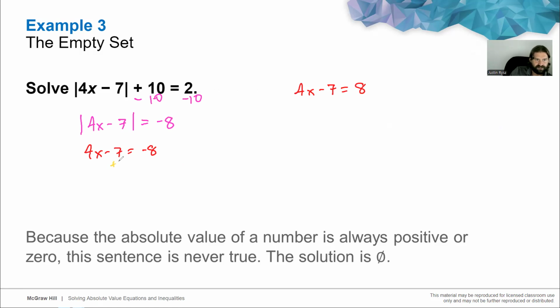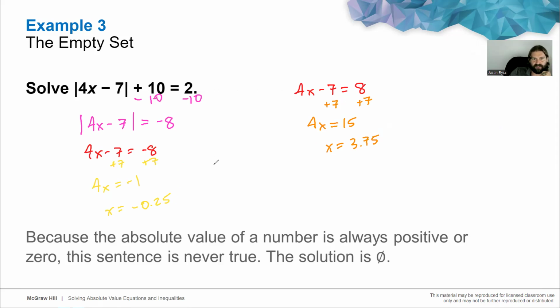All right, if I add 7 over to there, we get 4x is equal to negative 1. Divide, we get negative 0.25, we'll say. All right, here we're going to add 7 over to 8. 4x would equal 15, and divide, x would equal 3.75. Now, just because they're decimals doesn't mean we messed up, but we still need to check here.